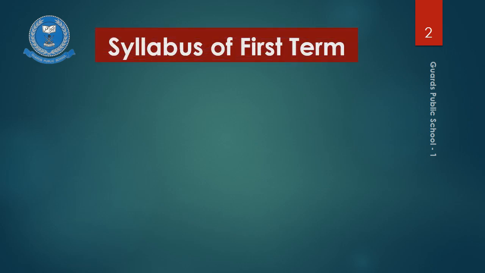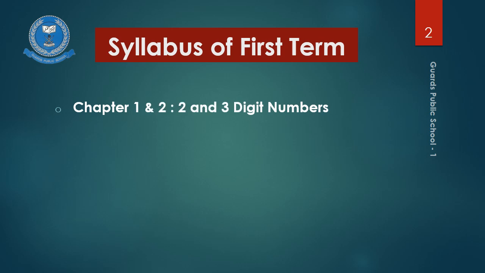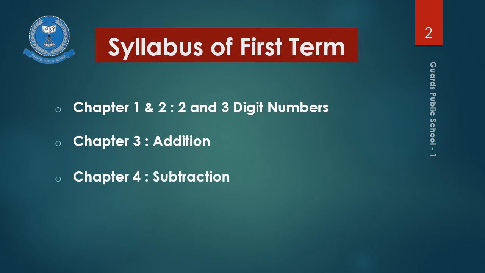Syllabus of first term. In the syllabus of first term 2020, we include 4 chapters. In the first chapter, we combine 2 chapters together: Chapter 1, 2-digit numbers, and Chapter 2, 3-digit numbers, because both chapters resemble each other very much. The next chapter, chapter number 3, is addition, and the last, 4th chapter of this term is subtraction.